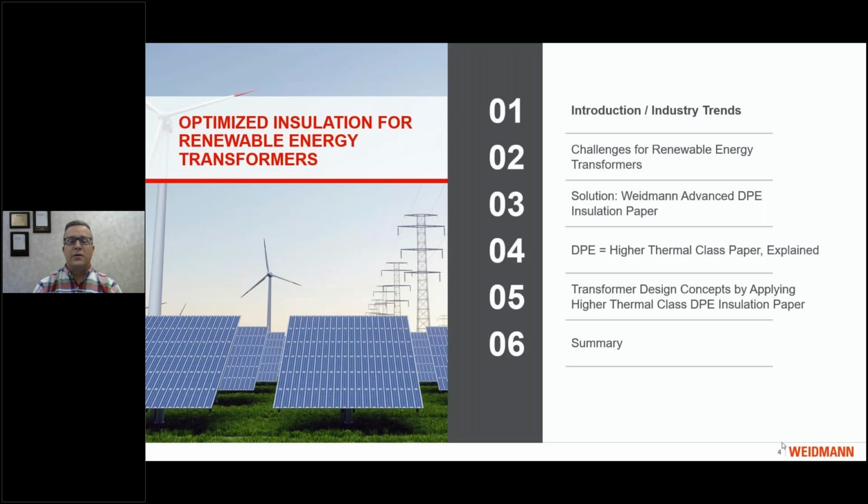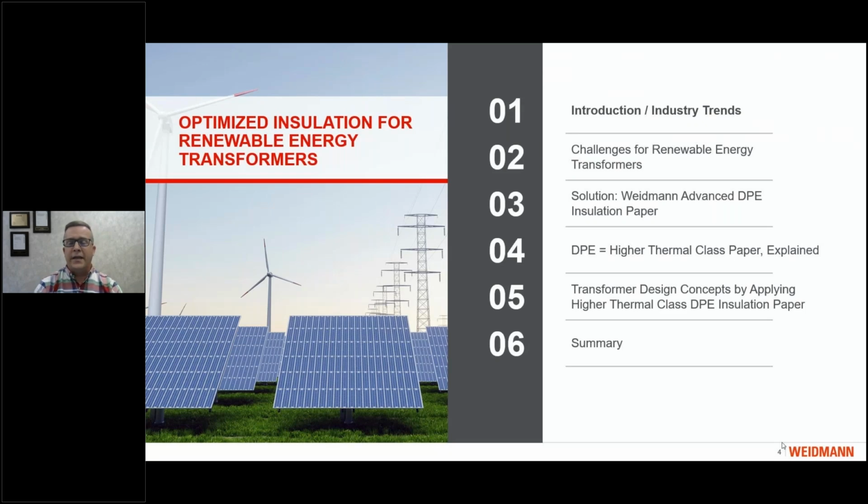I'll specifically focus in on one particular solution, which is a not so new paper that Weidmann makes, called INSULutions DPE paper, and it has several different benefits. One in particular is the fact that it has a higher thermal class. So I'll talk about that in a separate section, and then I'll hand it over to my colleague Alexander Levin, who is going to cover some interesting transformer design concepts, specifically by applying a higher thermal class insulation paper like our Weidmann DPE paper. And then we'll wrap up with a summary.